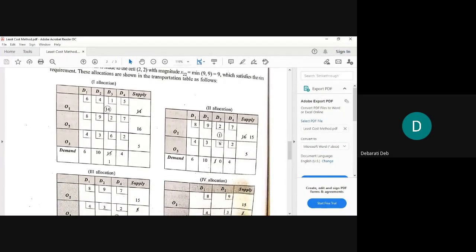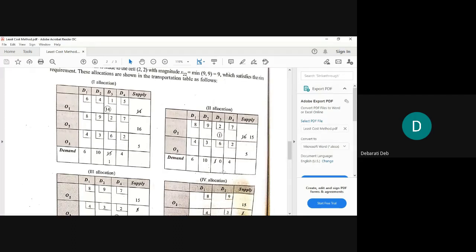Least costs are 2 here. Both are 2 and they are in O2 D3 and also in O3 D4. Both are having the least cost 2. So in these cases, what do we do? We can select anyone, okay, but we will go with the first one.